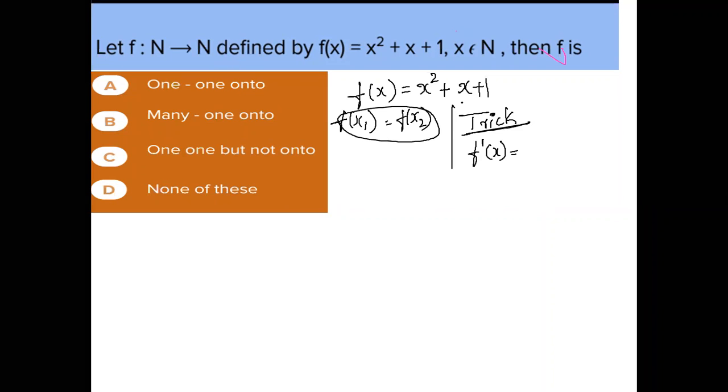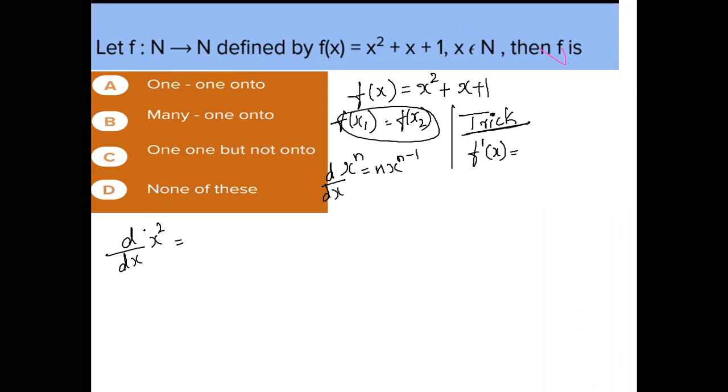Derivatives, we had discussed all these things in first PU. What is the derivative of x to the power n, students? N into x to the power n minus 1. Derivative of x to the power n is n into x to the power n minus 1. So what is the derivative of x square?